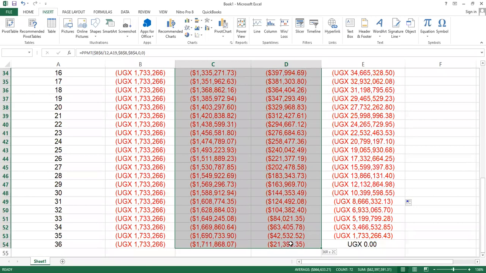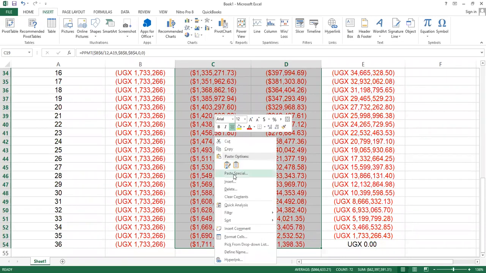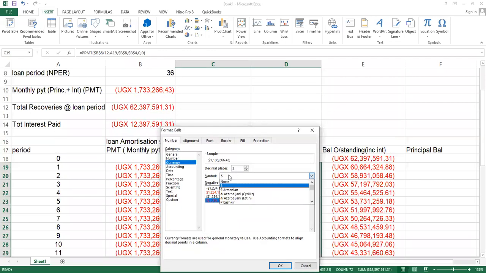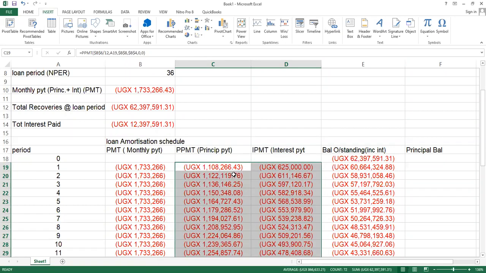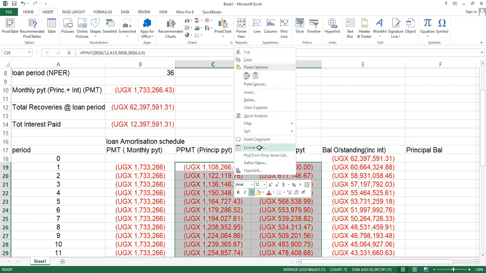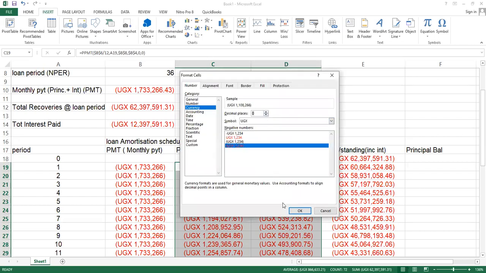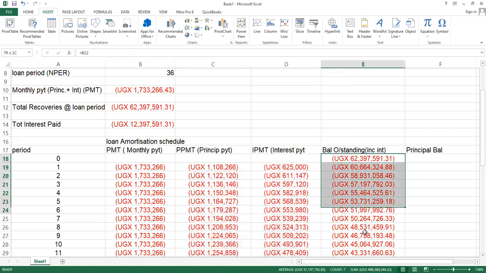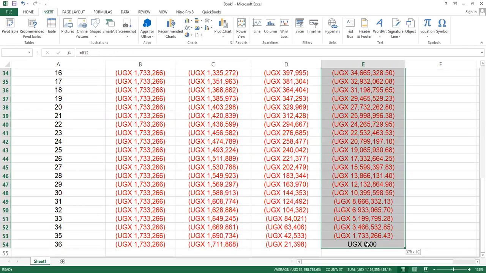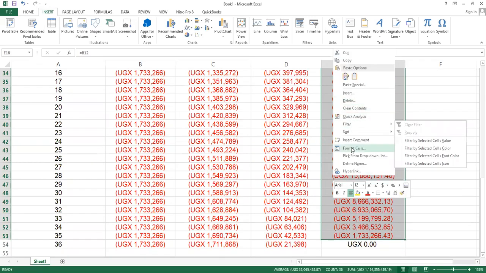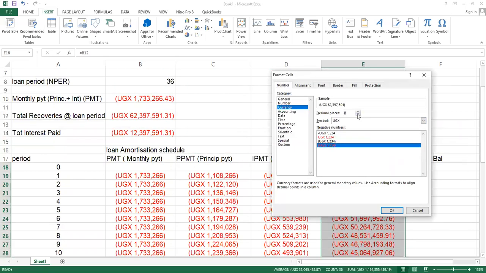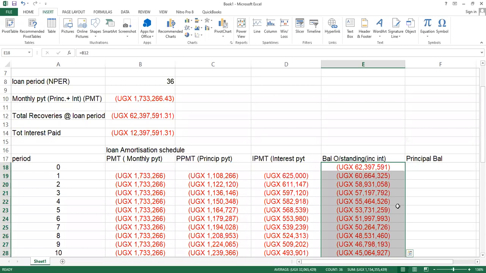So I can come here and format this currency, the same format, these cells. Then the symbol is UGX. Then I say okay. I can even remove the decimal points, assuming I don't want decimal points. I remove the decimal points to 0. This one I can also remove the decimal points. You can say format cells, decimal points I don't need.